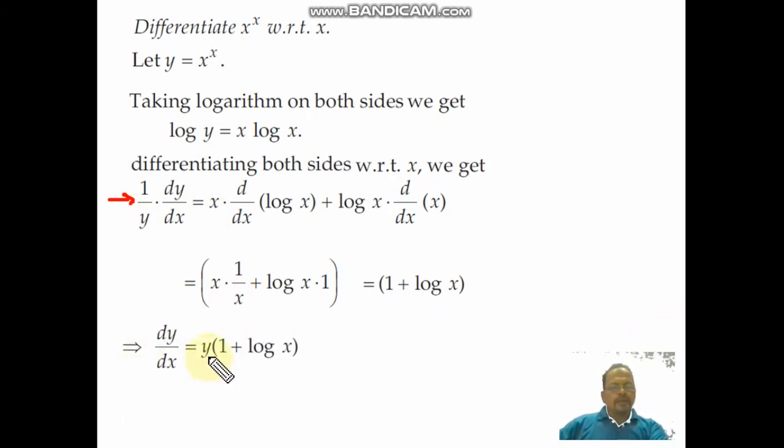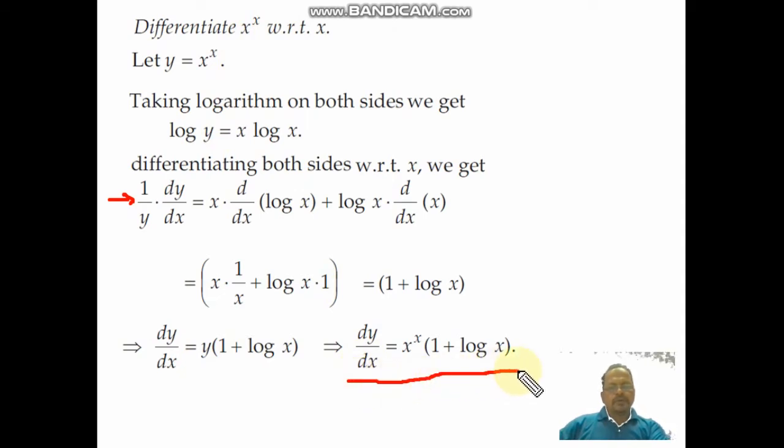dy by dx is equal to y into 1 plus log x, but y is equal to x raised to x, and therefore the derivative is x raised to x into 1 plus log x.